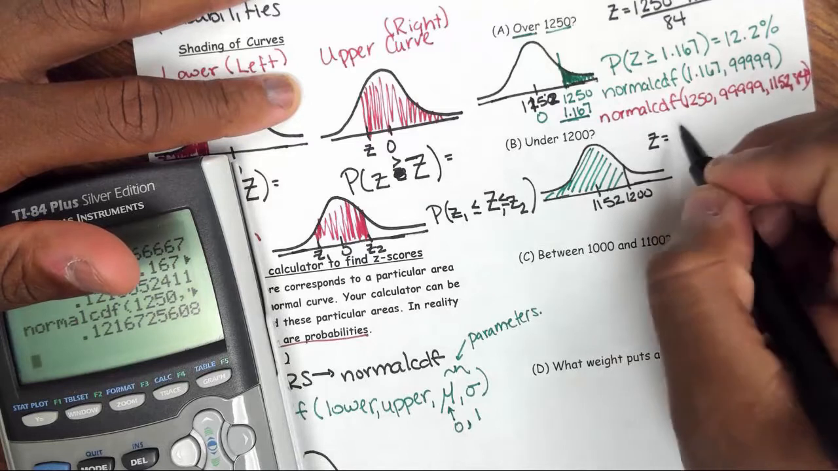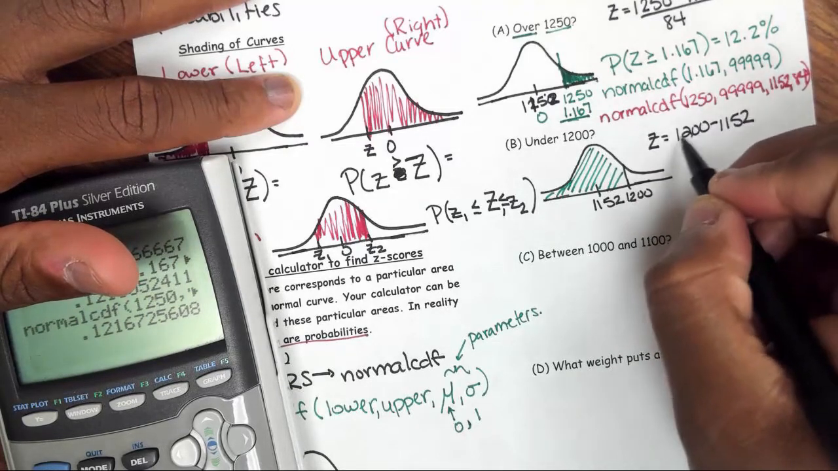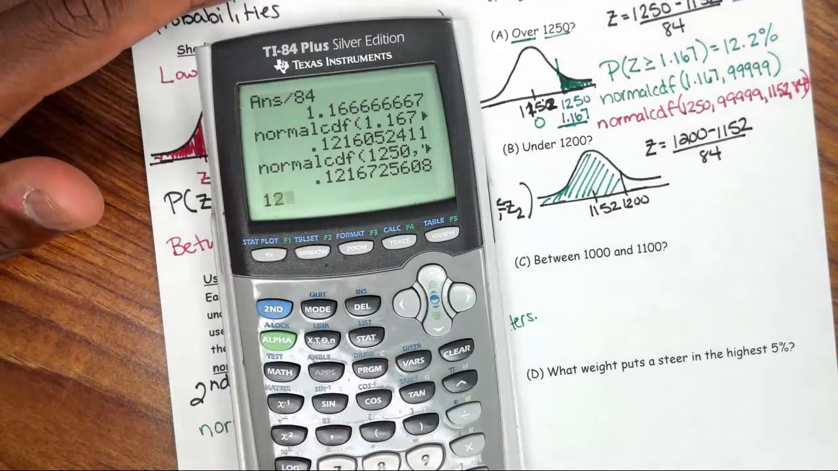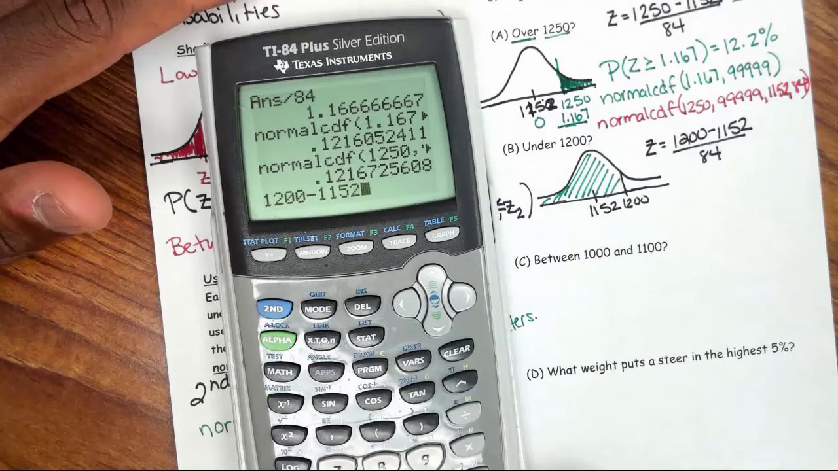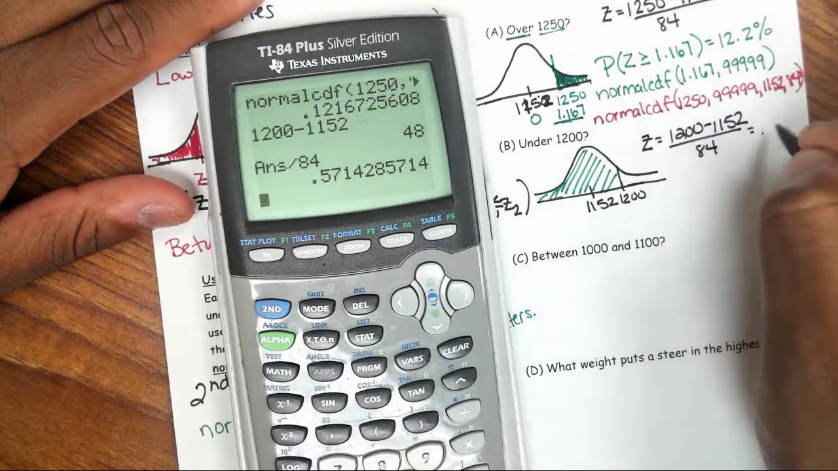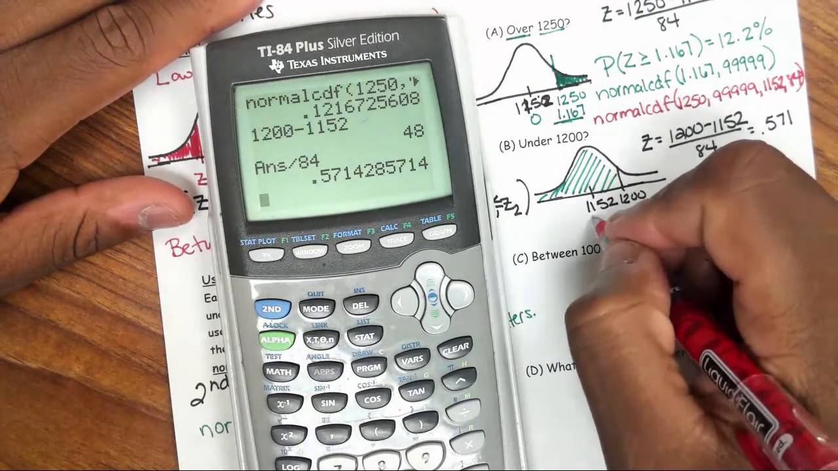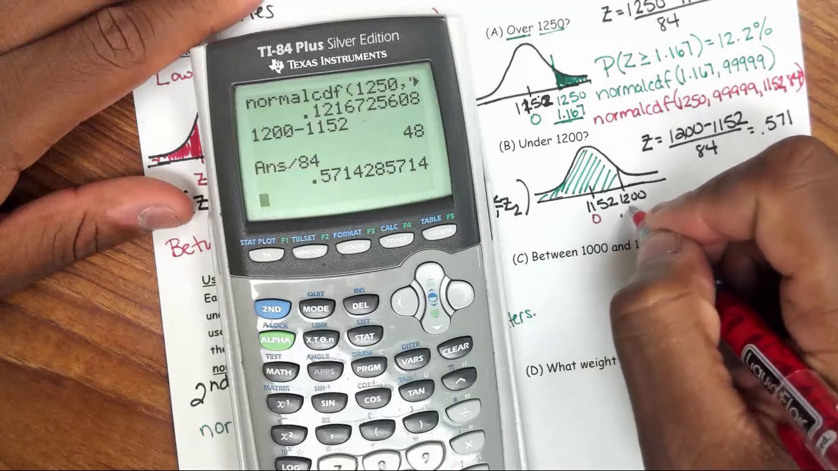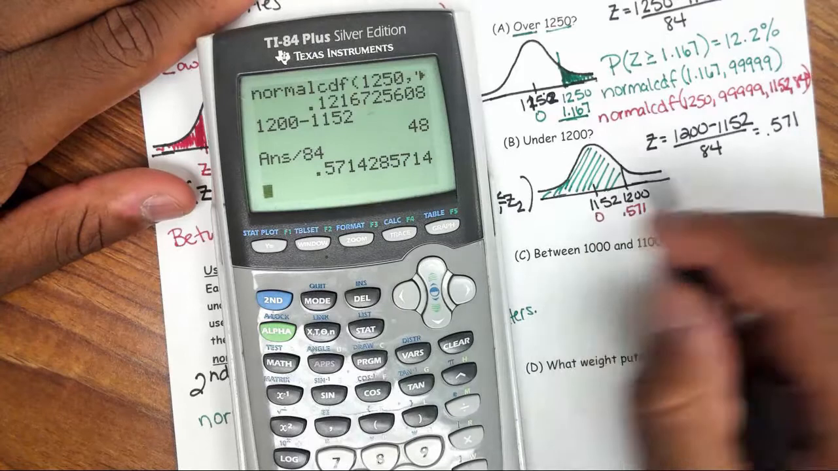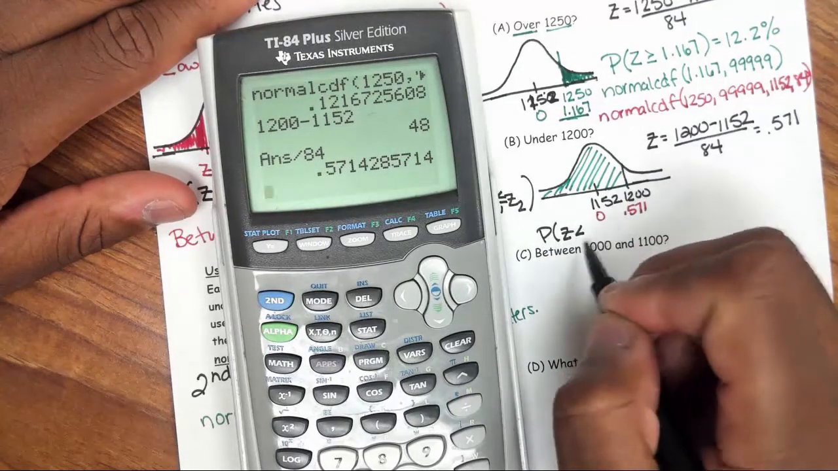Z is equal to 1,200 minus 1152 divided by 84. So 1,200 minus 1152. Calculate that. I get 0.571. So that means this value, if this were a z-curve, would be 0.571 is the actual z value. And look here, when you calculate this, since it's a left curve, you're going to do the probability that z is less than that z-score.